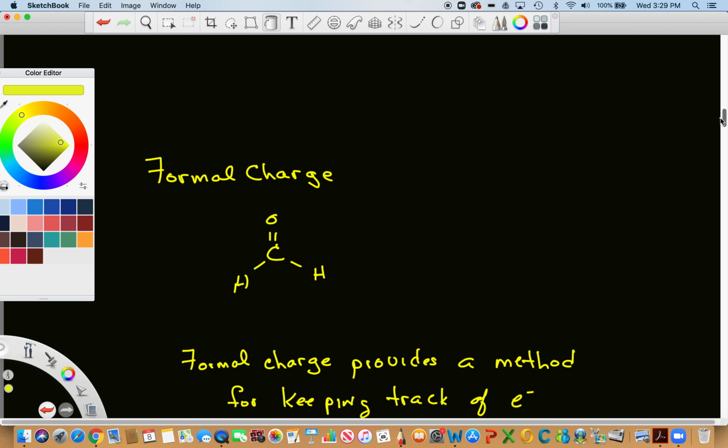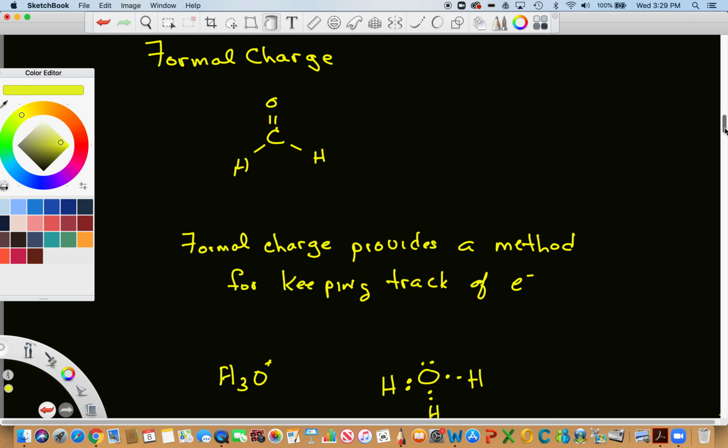So, formal charge. First of all, we want to look at this molecule. This is formaldehyde. We already know that oxygen's going to have a slight negative charge and carbon's going to have a slight positive charge. These are not considered formal charges. These are real charges.